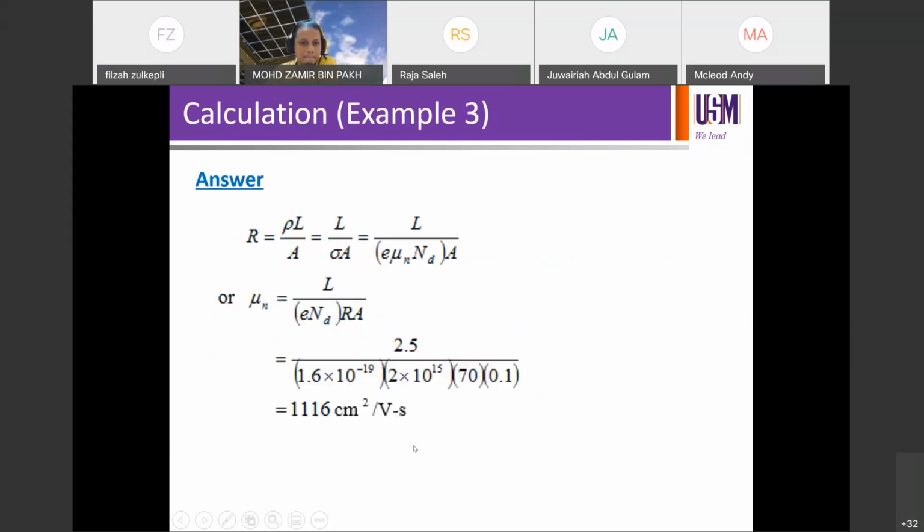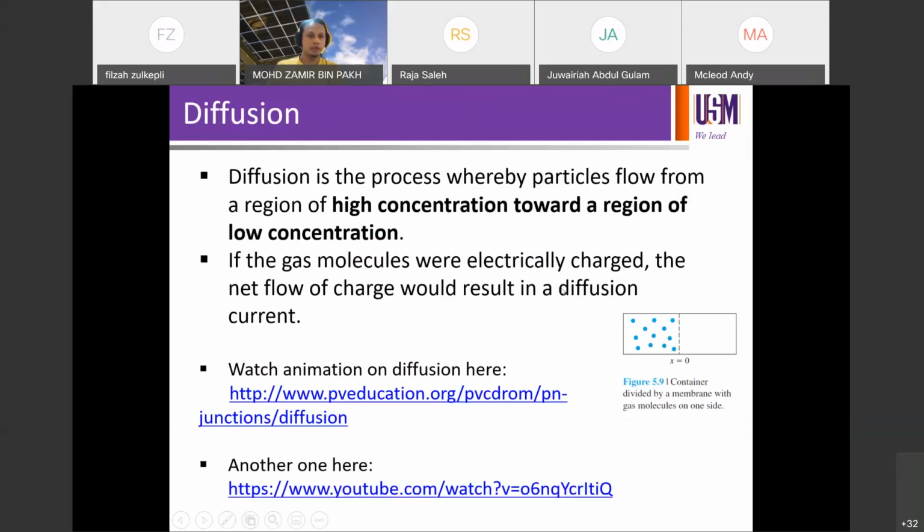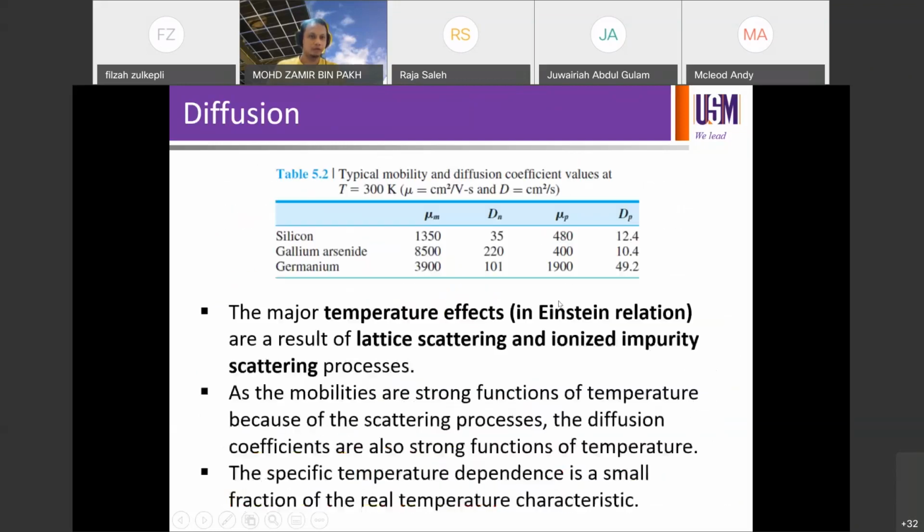Okay. So is it okay so far? This equation, this example, is straightforward, right? Just rearranging the equation. Okay. That's all. So far, okay. Right. Good. So let's cover a little bit on diffusion.